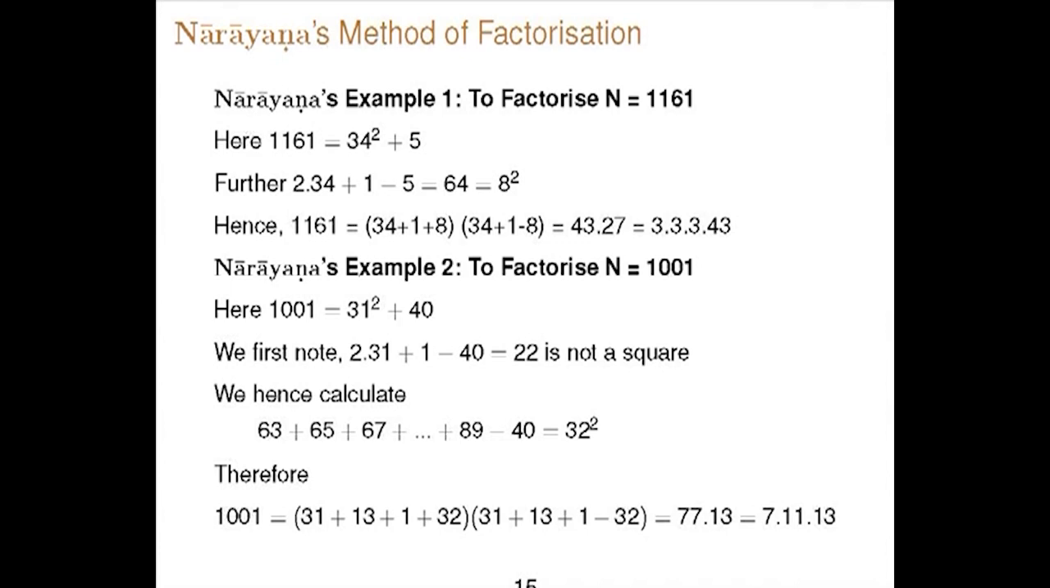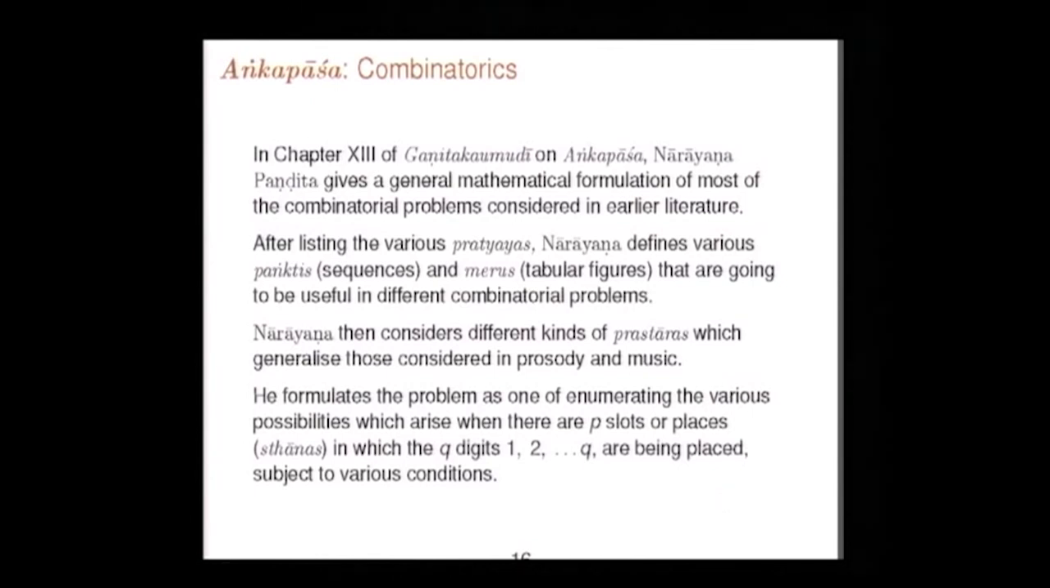So start this arithmetic sequence, cranking it. Keep on going, summing as many terms such that the sum minus 40 is a square. So when it happens, you will have a factorization of 1001. You have gone 13 terms in this sequence. So finally, you actually find that 7 itself was a factor. So here there was no need to do this, but it's an illustration of the method. So Narayana is the first Indian mathematician to have systematically talked of factorization of a number, and he has come up with an interesting way of attempting it.